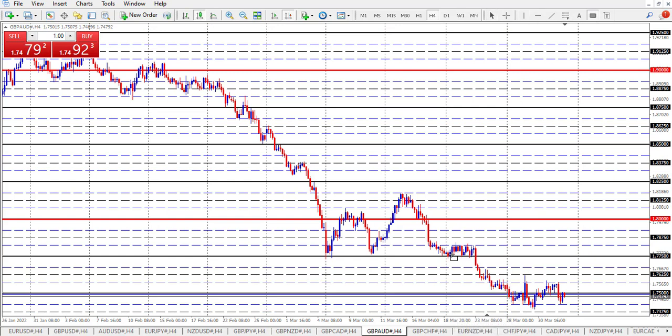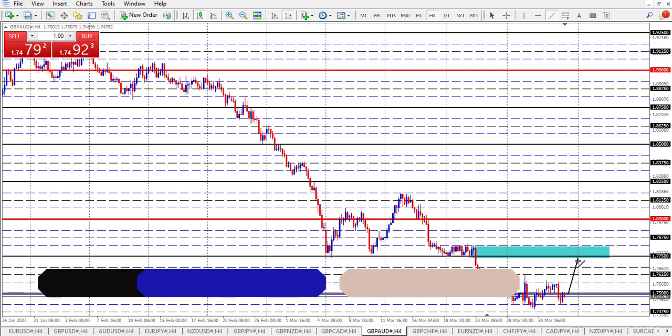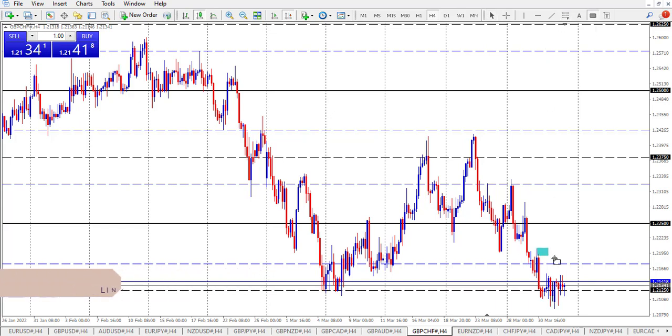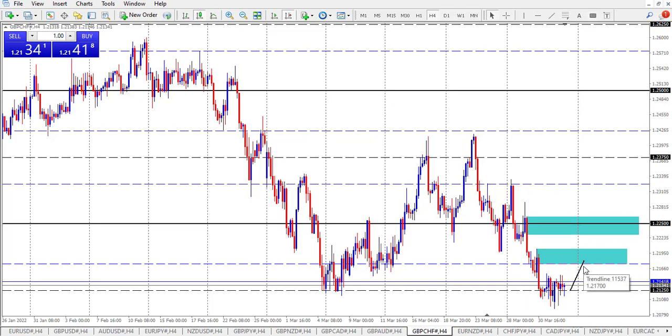GBPAUD, we want to sell it again from this same area. So we'll be expecting price to move up, then sell from our point of interest. Then go to GBPCHF, what are we expecting? We're expecting price to move up at this area, then drop from that area. Or we'll be expecting price around this area if it doesn't sell from this one. But overall, we want sales from this GBPCHF.